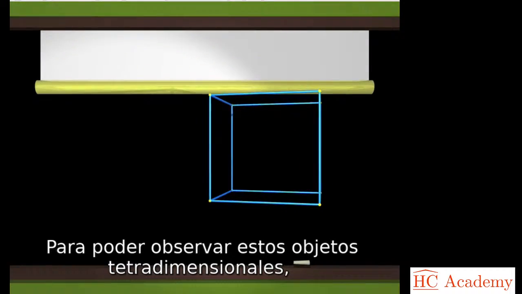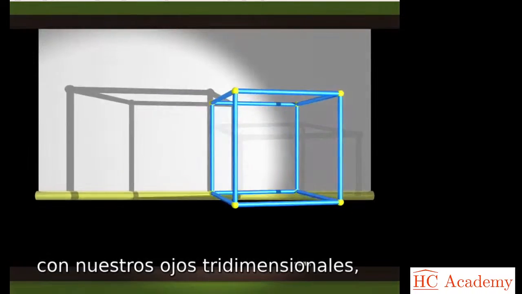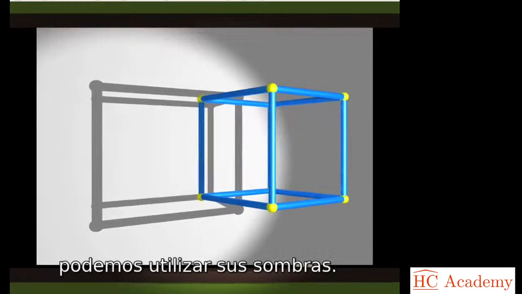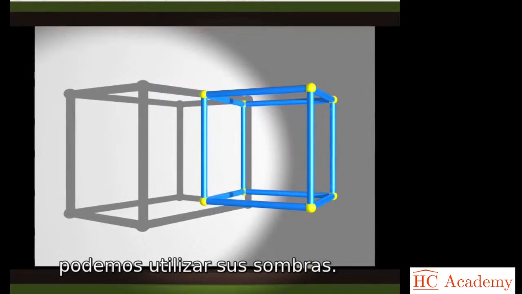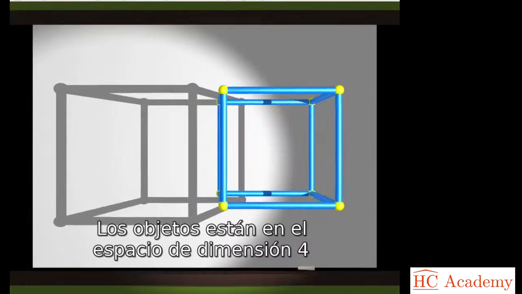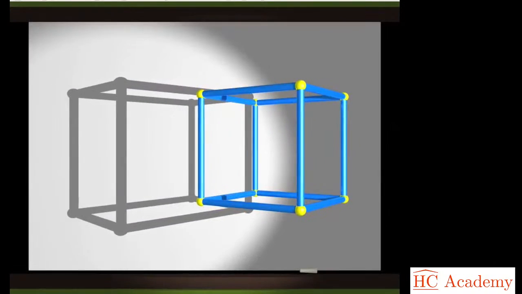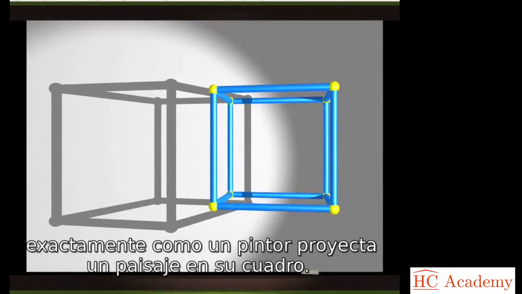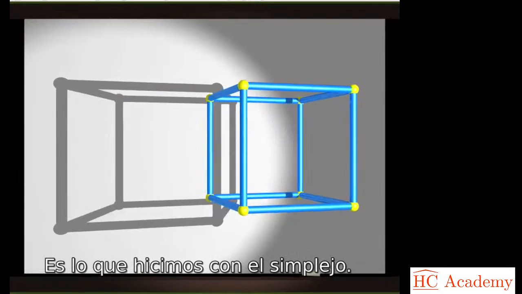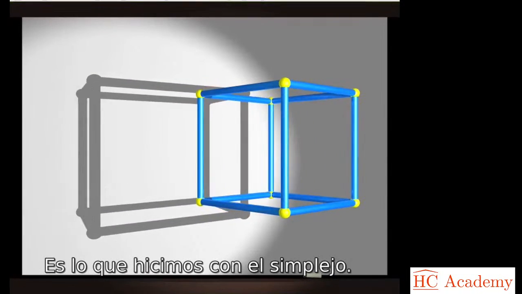To observe these 4-dimensional objects with our 3-dimensional eyes, we can look at their shadows. The objects are still in 4 space, but they are projected on our 3 space, exactly like a painter might project a landscape onto his canvas. We've already done just this with the simplex.